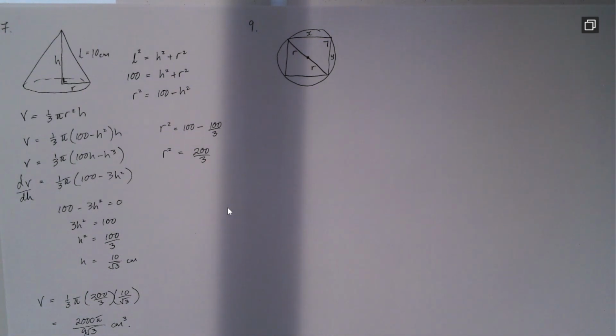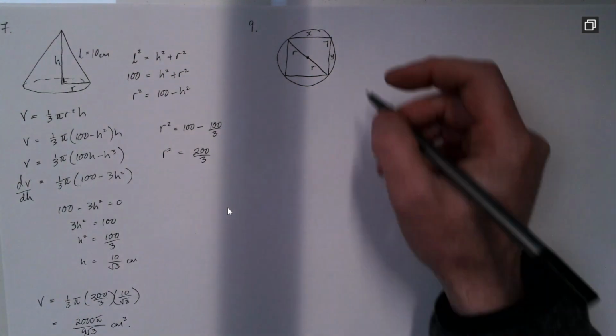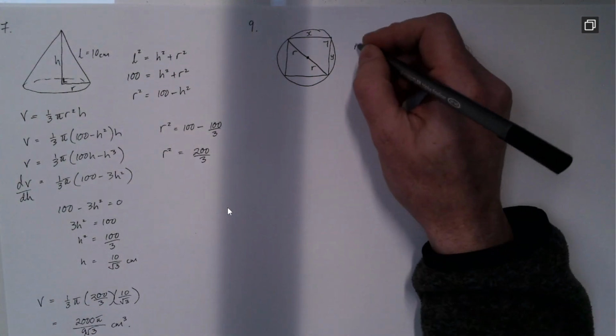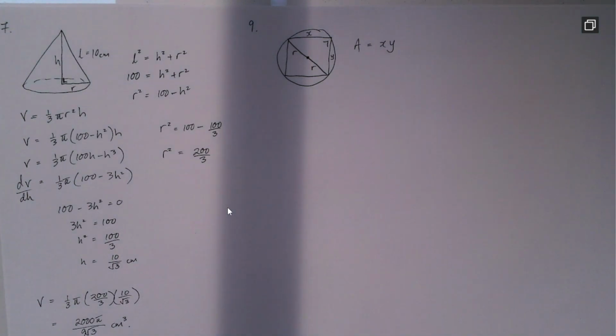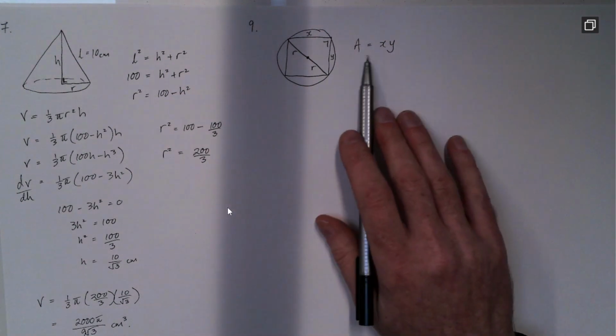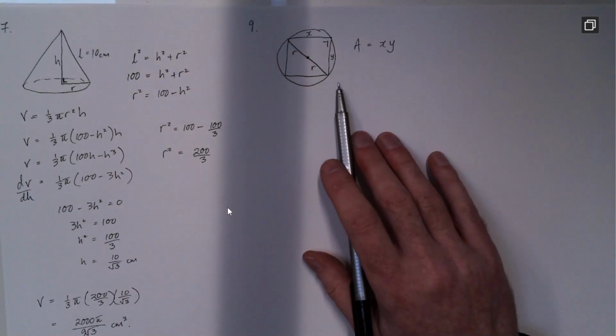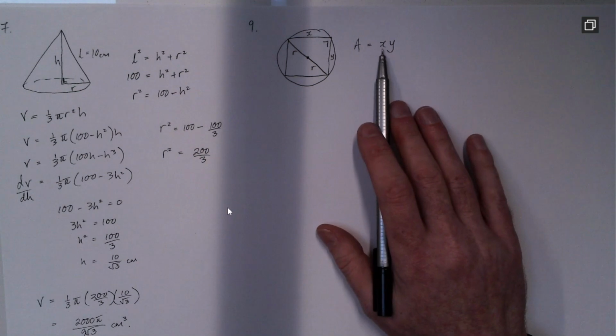Find the area of the largest rectangle that can be drawn inside a circle of radius r. So the area of a rectangle is x times y. Now we need to get x and y into one variable, so we can use dA dx or dA dy.